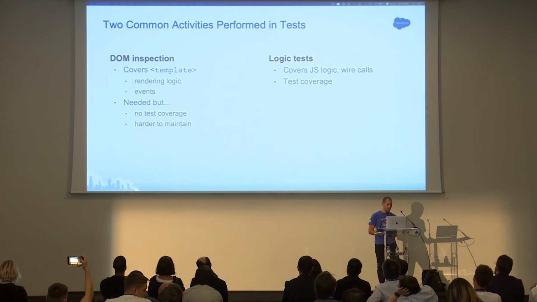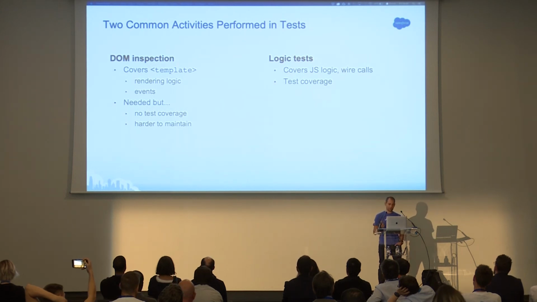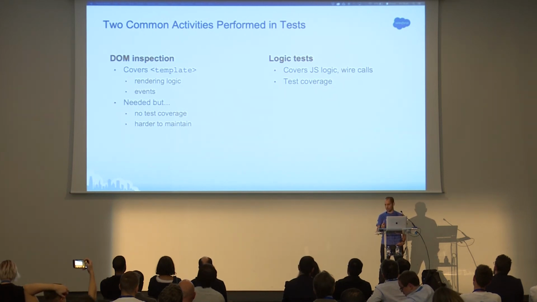So when you do DOM inspection, you want to actually check how the HTML looks like, so how the DOM tree looks like. You want to check, for example, for rendering logic. So for example, if you have iterations, if you have conditional rendering, this is what you're going to check with DOM inspection. Now this is super important because this is what is being shown to your end user, but it's also a bit difficult to do because there's no test coverage, so you don't know exactly what part of templates you're testing or what you're missing in your tests.